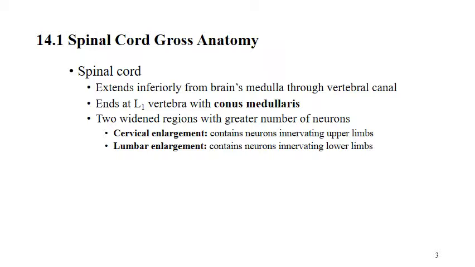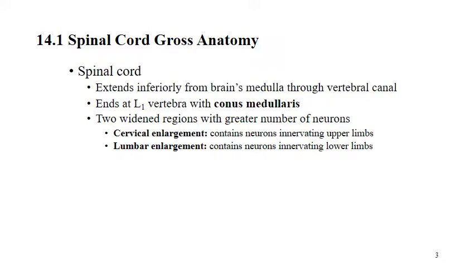So first thing, our spinal cord extends inferiorly from the brain's medulla through the vertebral canal, which most of us are fairly familiar with. The one thing that is different, however, is that the spinal cord as an adult ends at the L1 vertebra. So that means that's the very first vertebra of the lumbar, which at the very end is going to be called the conus medullaris. There are 2 widened regions through the spinal cord.